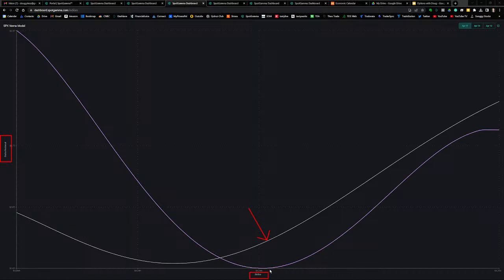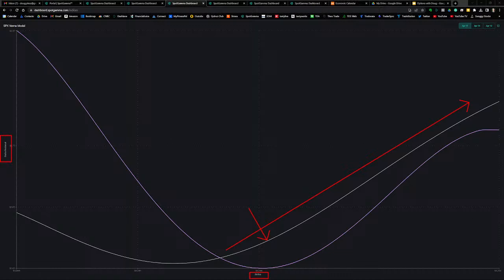All right, so this is the Vanna model for SPX, and this light gray curve is showing how market makers' delta notional changes with changes in price, and that's all the light gray curve is showing. What this is showing is as price increases, market makers' delta notional increases, and they have to sell futures to hedge their delta exposure. And that is typical in a positive gamma environment.